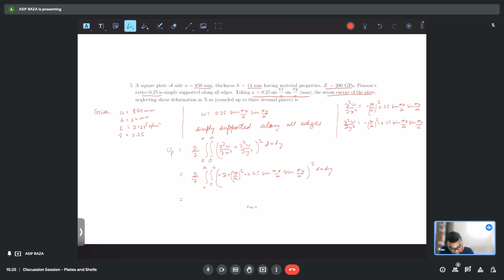This will be equal to D by 2. We can take this 0.25 square outside, then pi by A to the power 4, and this is equal to 4, integral 0 to A, 0 to A sin pi x by A sin pi y by A dx dy. This would be equal to D by 2, 0.25 square, pi by A to the power 4, 4.